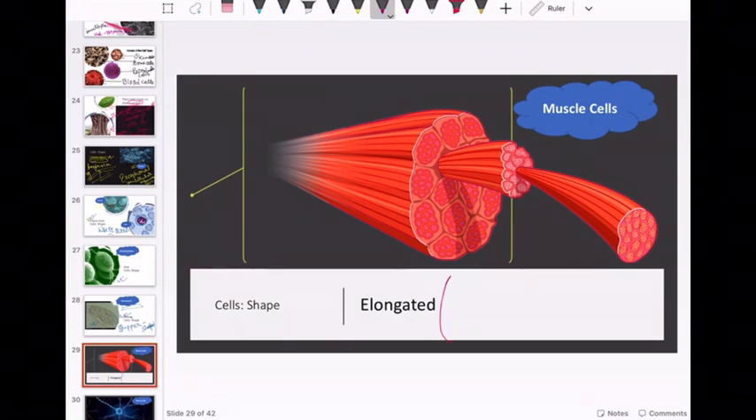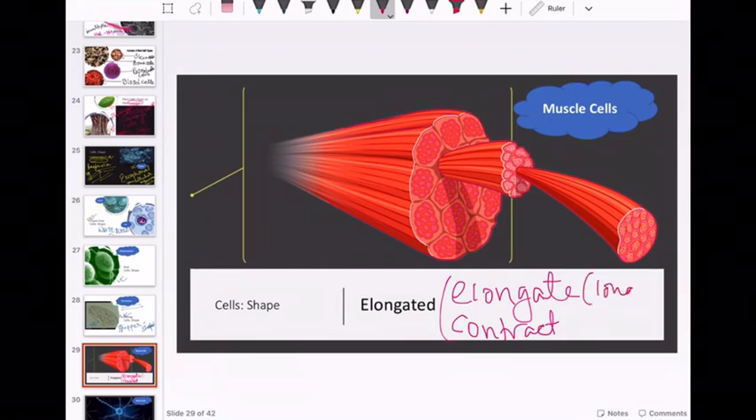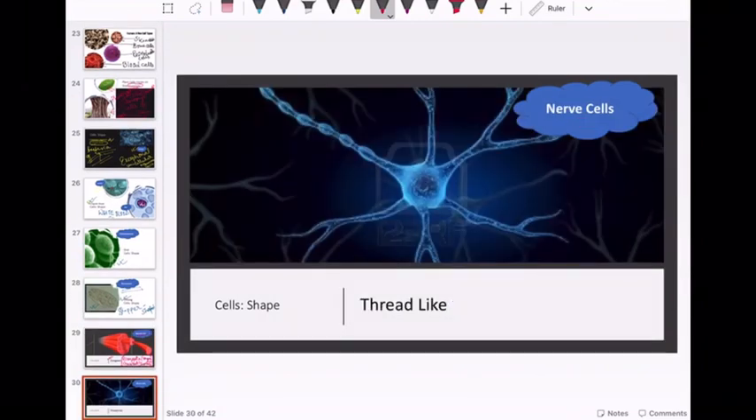Next, elongated cells. These cells, students, have the capability of elongation: they can elongate and they can contract also. They can stretch and they can contract. They are contractile, that is, they can grow longer, elongate, and they can go shorter, contract. That's why we can stretch our hand, we can stretch our legs. This is the reason, because muscle cells are elongated in shape. They have the capability to become longer, elongate, and contract, become shorter.